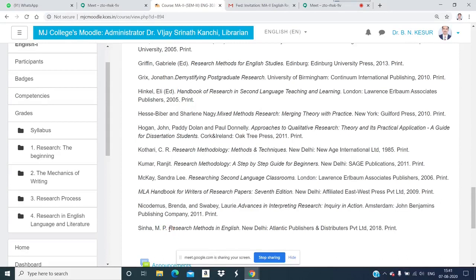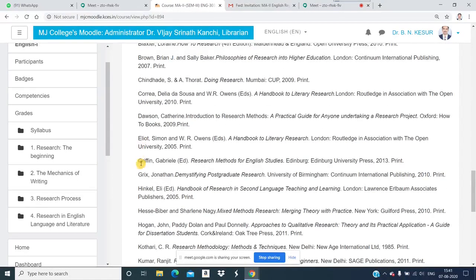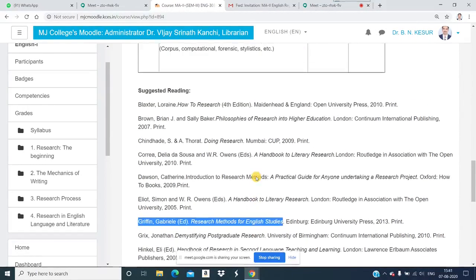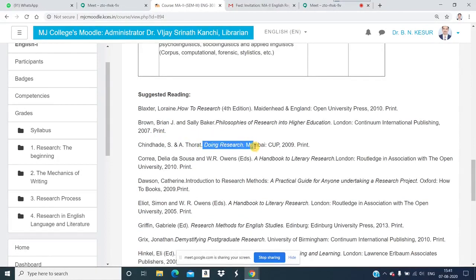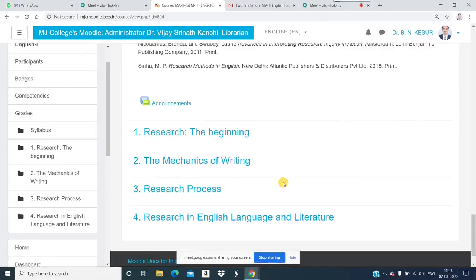So here you can see the last book, that is Research Methods in English. Okay, so you will get the idea about research methods in English language and literature, particularly from this book. So I hope you have got the idea that this MLA Handbook is very useful. This Research Methods in English book is also very useful for you. And then you can see Griffin's book, Research Methods for English Studies. Then Doing Research. If you find these books, then it will also be very useful to you.